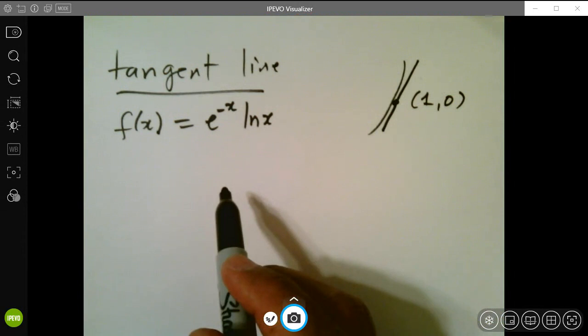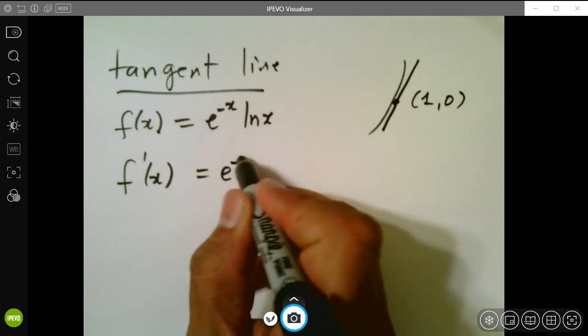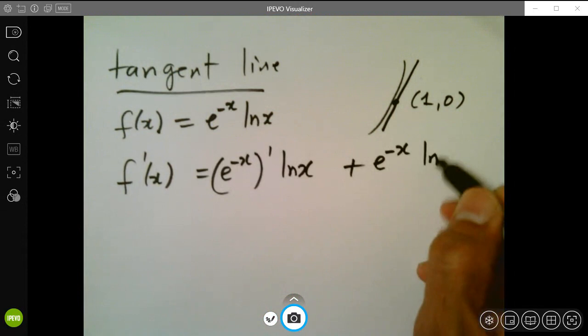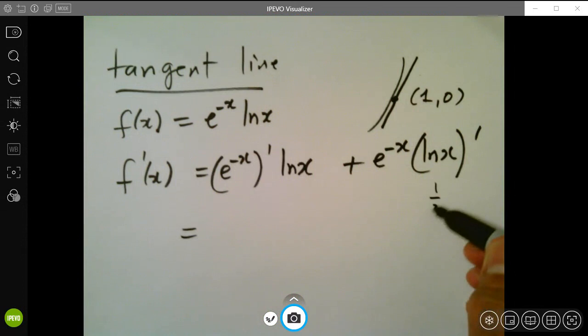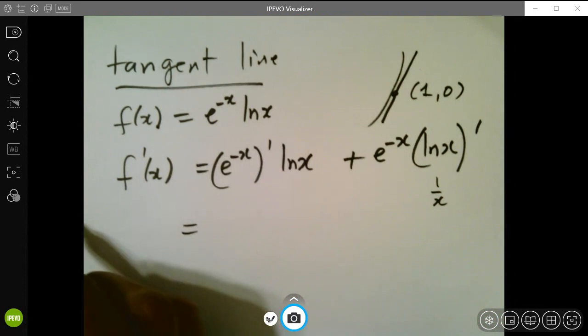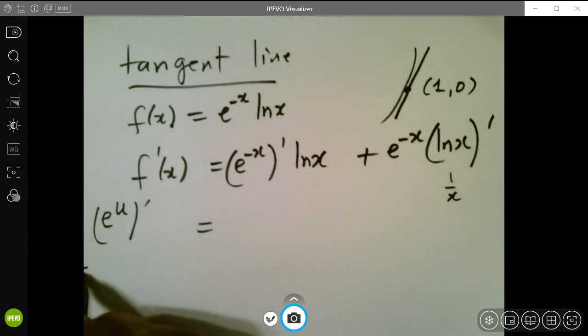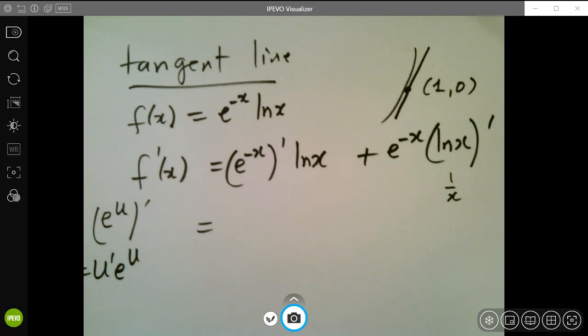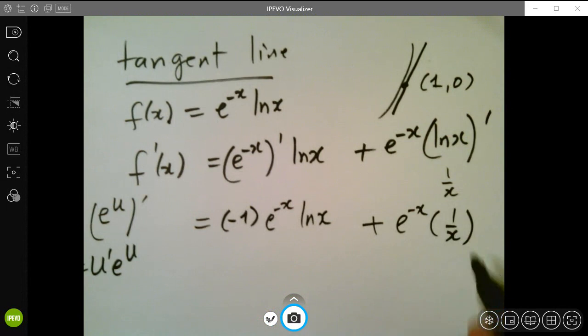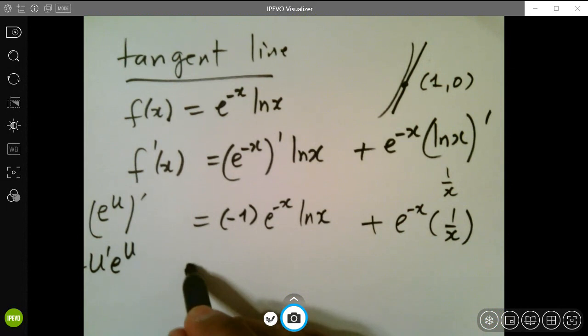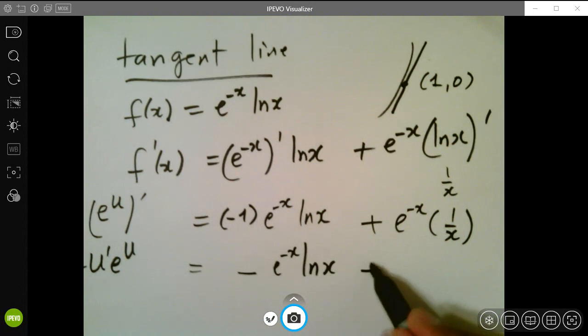So what is the slope here? I have to compute the derivative f prime of x. It will be e to the minus x prime times ln of x plus e to the minus x times ln of x prime. The product rule, okay? Now, what is the derivative of ln x? This one is easy, it is 1 over x. This one you have to be careful: e to the minus x is chain rule. It is like e to the u, so it is u prime times e to the u. And u is negative x, then you will get negative 1 times e to the minus x. That's what you will get, and you can simplify if you want. Whatever, that's the derivative.